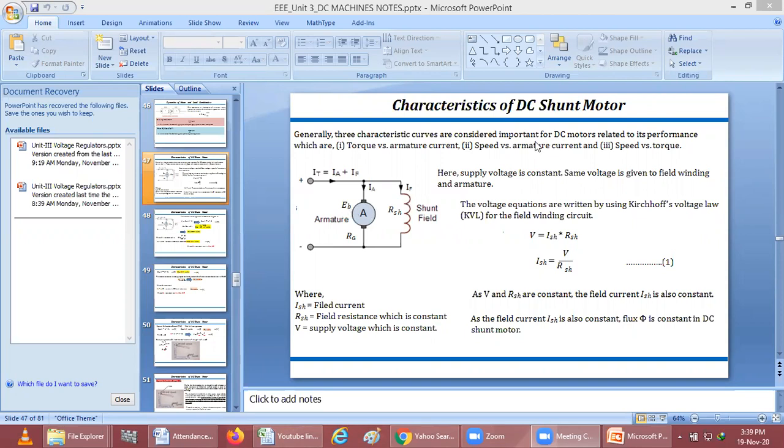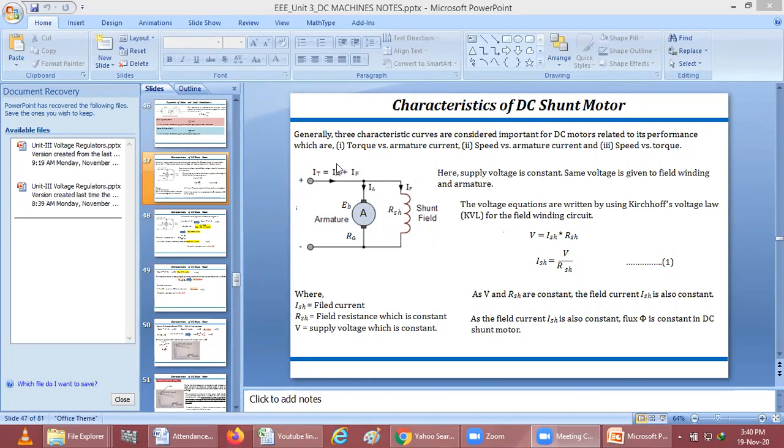And if you are supposed to explain the characteristics of a DC generator, your diagram will remain the same. Only what is the difference? Instead of EB, what will it be? EG. Because in a DC motor, we get back EMF. Why? Because that EMF will be in the opposite direction to the supply voltage. And when we are using the DC generator, the created EMF will be in the same direction as the supply voltage. So what will be the difference? Only EG instead of EB.